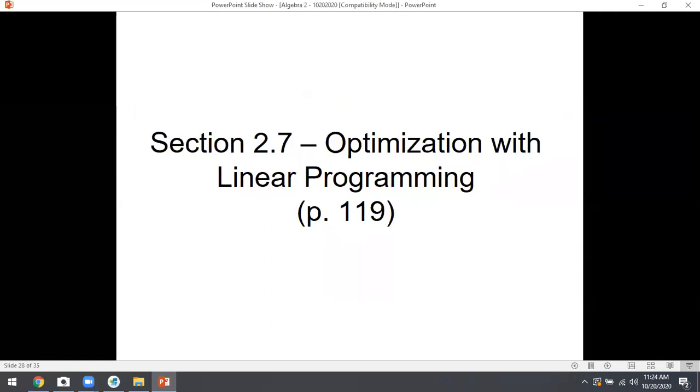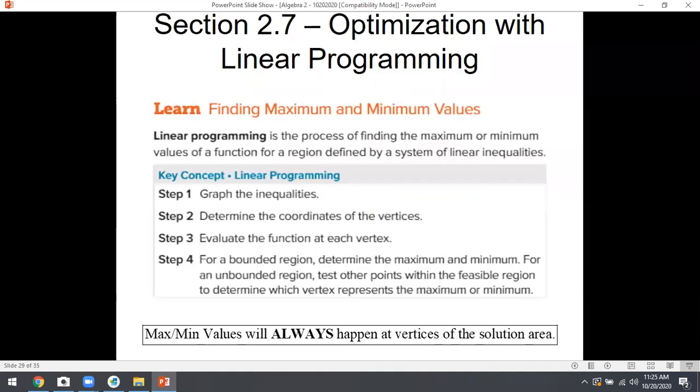So here we go. This is section 2.7. Notes, notes, notes. Weird title. Optimization with linear programming. It's really not about computer programming at all, but found on page 119. Now, first things first, I want you to write down this bottom box, just the bottom box.